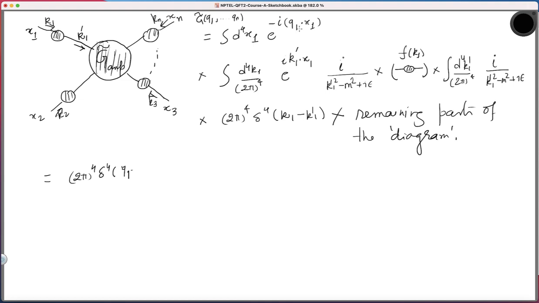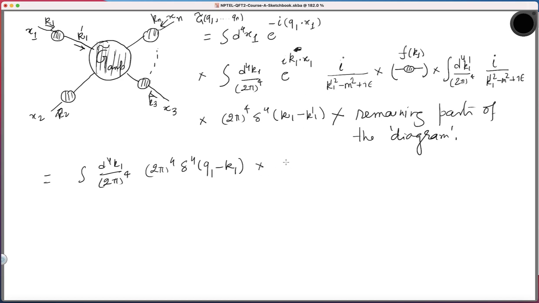Okay, I've made a slight mistake. This is not k1 prime. This is k1 here: q1 minus k1. That's correct. Times, let me change. This is not the right way. I should write integral d4k1 over 2 pi to the 4. And then integrating over x1 gives me this delta function which I was telling, q1 minus k1.